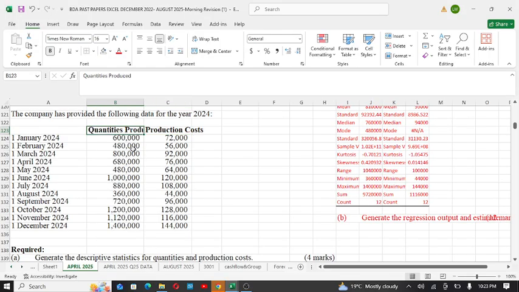So here we need to determine our y and our x. Y is the dependent variable, x is the independent variable. Between this one and this one, it depends on the other. Production cost needs to depend on quantities, so our quantities need to be x, and production cost needs to be y, because quantities produced are independent.